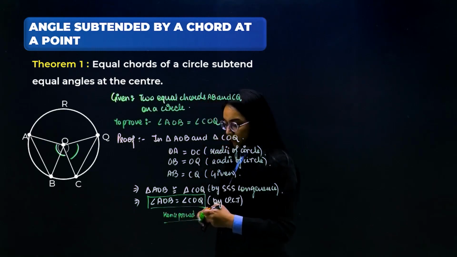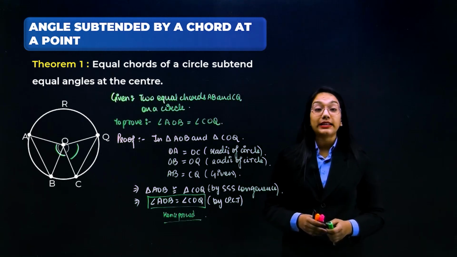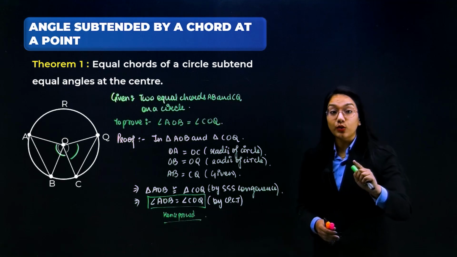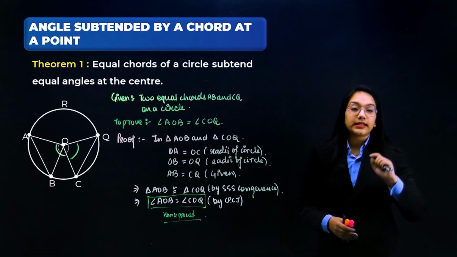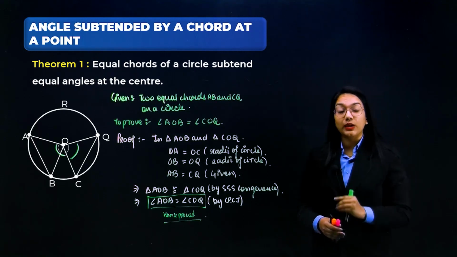So always remember, whenever we are talking about equal chords of a circle, they subtend equal angles at the center only, and those angles are always equal to each other.